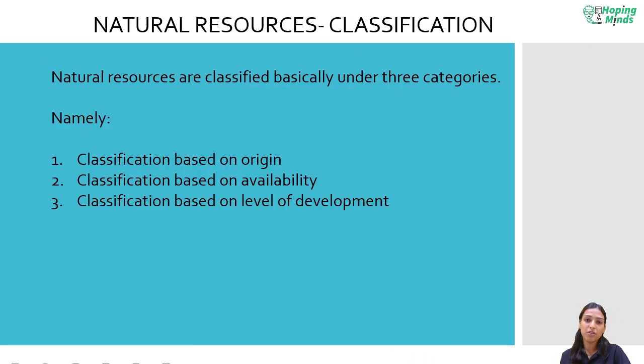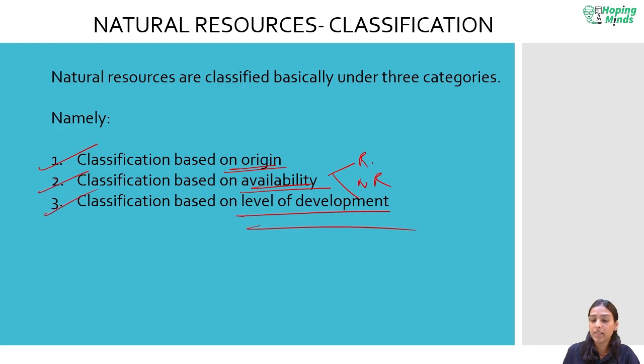The classification of natural resources. Natural resources, apart from just being renewable and non-renewable, are classified under three categories: based on their origin, based on their availability, and based on the level of their development.